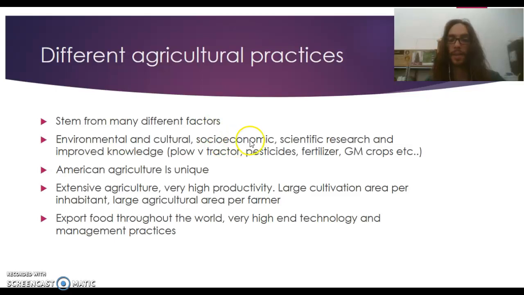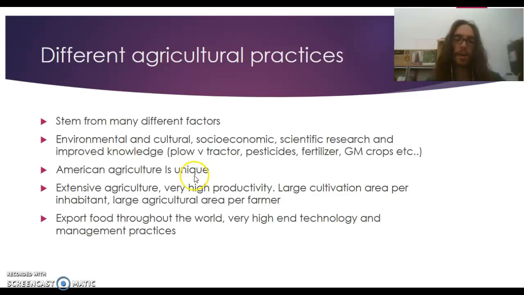There's socioeconomic differences. So like a plow versus a tractor. In more wealthy areas, you're going to have tractors. In less wealthy areas, you're going to have plows with mules pulling them. Scientific research and improved knowledge, that's a big one. So that's going to be pesticides, fertilizers, genetically modified crops, selective breeding, that type of thing.